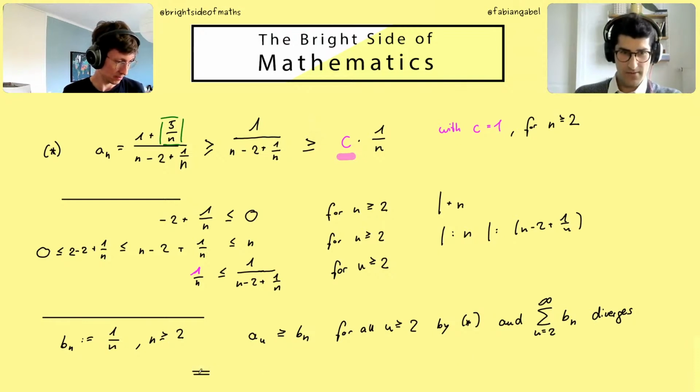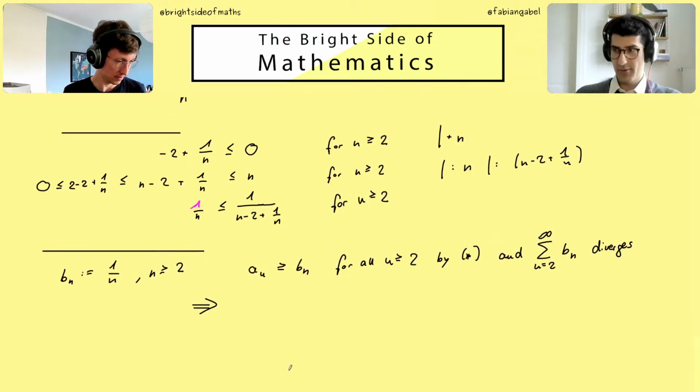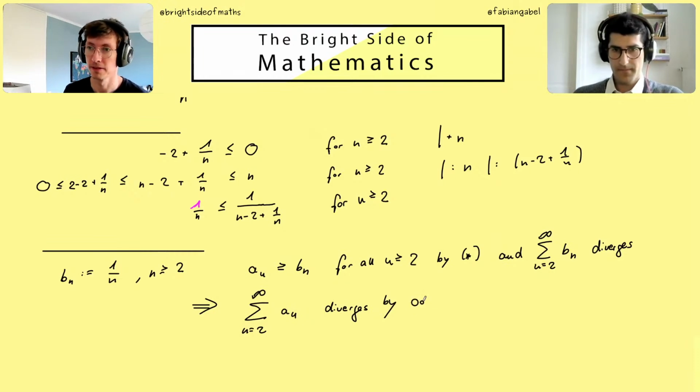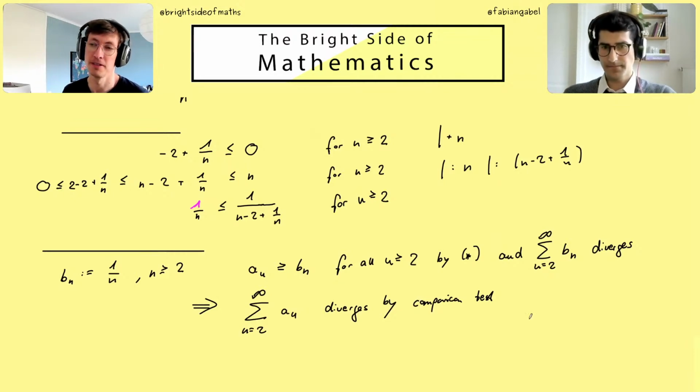So summing up or concluding this proof, we know that the series over all an diverges by the comparison test. Yes, and I would always do that in this case. If you see the harmonic series, do the comparison test. Do some estimate there, and you just have to show it in the limit.